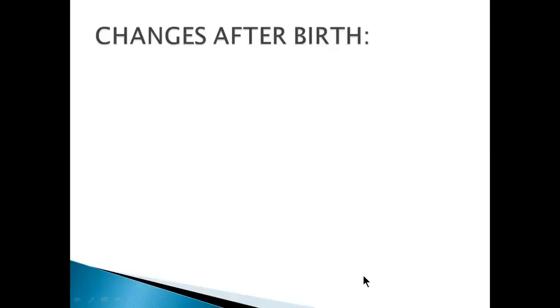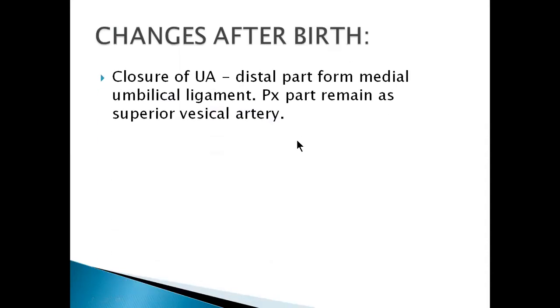Now let's see what the changes are after birth. Once the baby is born, what will happen? There will be a lot of changes because the baby will be delivered and the placenta will be delivered straight after, and the umbilical cord will be cut, and the placenta will be disposed of. Once that happens, the lungs will start functioning, so there is no need of the placenta. Once the lungs start functioning, there will be a lot of closures, and I'll be explaining them one by one.